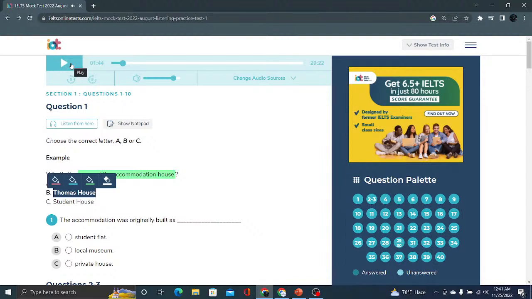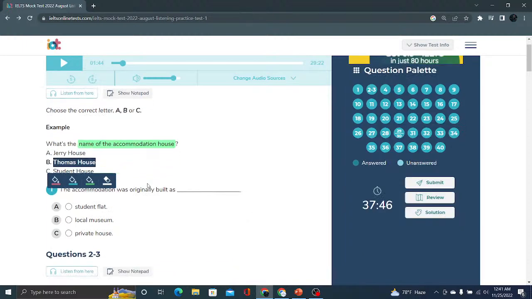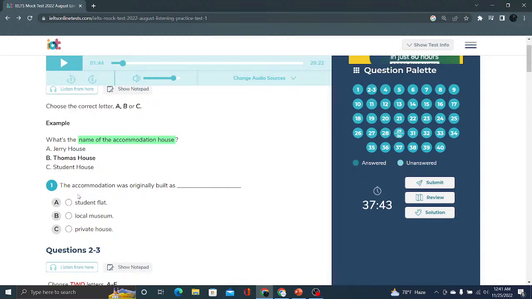As she was saying, welcome to Thomas House. So the name of this house is Thomas House. I hope you got it. It's really easy to understand. Now let's move on to question number 1. Let's read it and find some keywords. The accommodation was originally built as a student block, local museum, or private house.